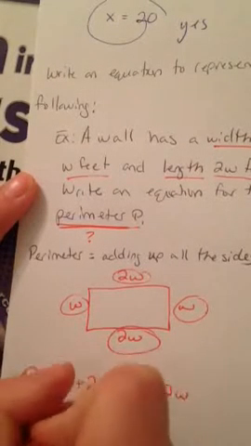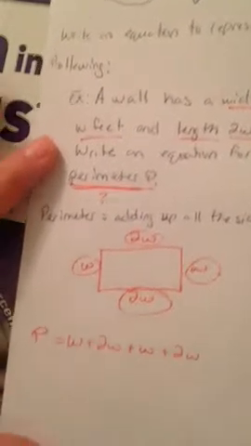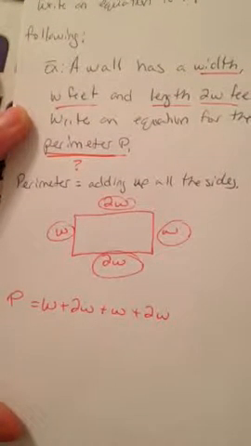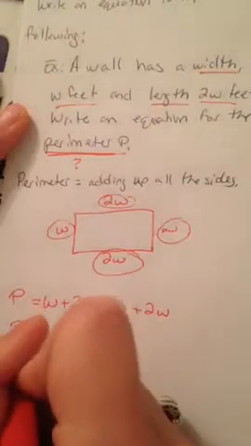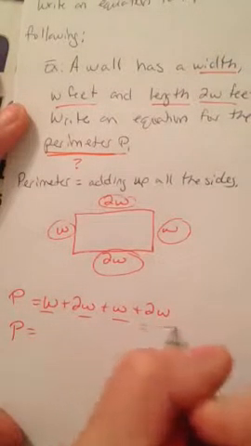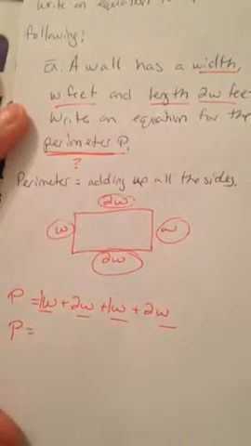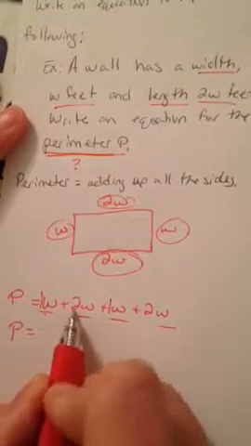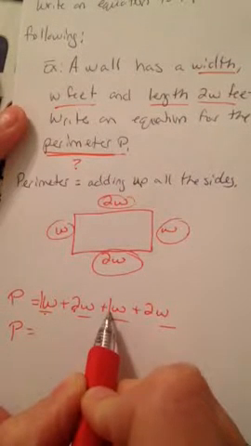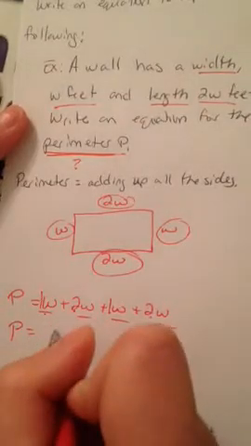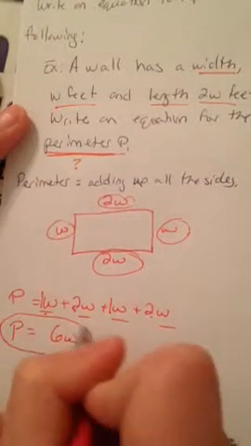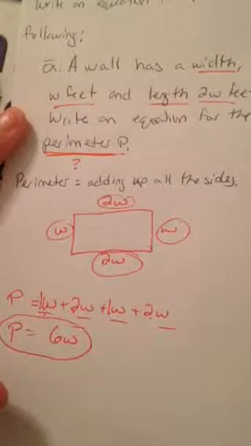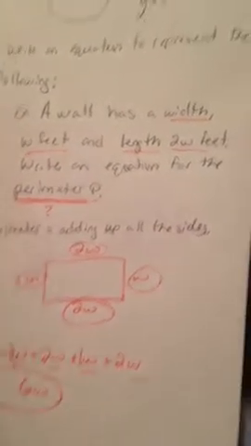And they said set it equal to P. P stands for perimeter. And then I'm going to combine my like terms. So because all of these are w's, and there's an invisible 1 in front, I can add those. So 1 plus 2 is 3, plus another 1 is 4, plus another 2 is 6. So I get 6w. So that's the equation to find the perimeter of this particular rectangle.